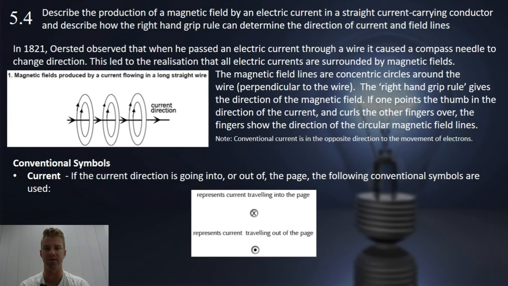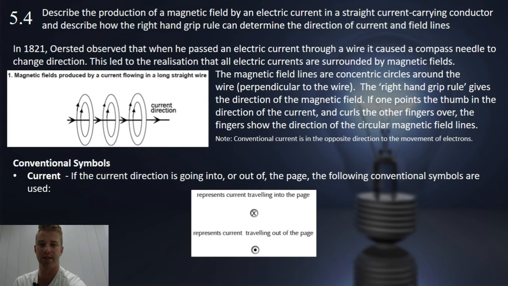What are the conventional symbols? So if the current direction is going into or out of the page, there are symbols being used. So the X represents current traveling into the page. So that means that my thumb is going into the camera. The dot represents current coming out of the page, so from the camera out towards me.